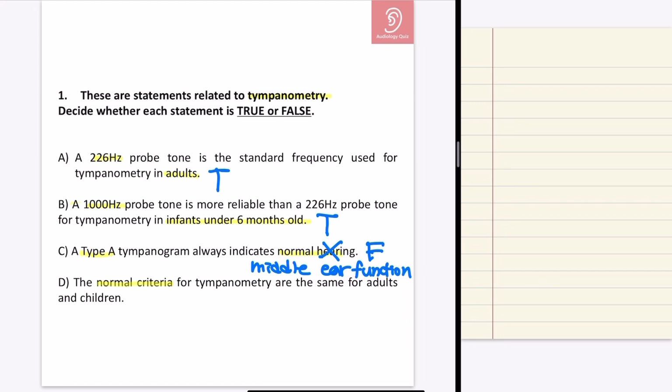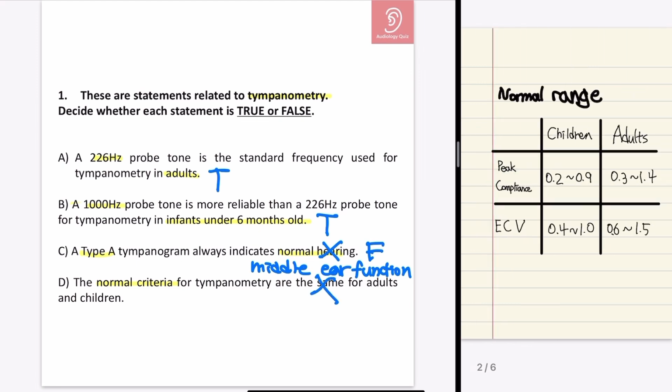D. The normal criteria for tympanometry are the same for adults and children. This statement is false. Tympanometric values differ between adults and children because of anatomical differences in the ear. Ear canal volume, static compliance, and tympanometric peak pressure all have different normative values based on age.